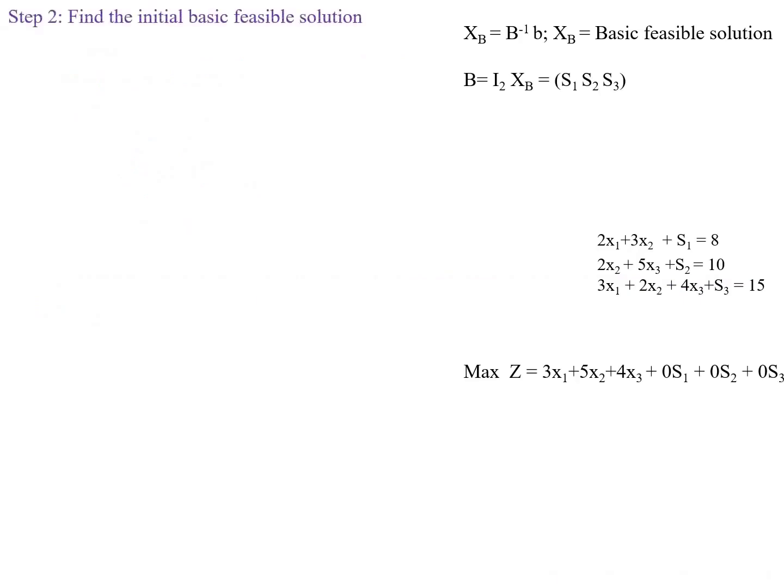Second step is to find the initial basic feasible solution. For this, we assume the decision variables x1, x2, x3 are all equal to 0. Then substitute these values into the constraint equations. Then we get the initial basic feasible solution: s1 equal to 8, s2 equal to 10 and s3 equal to 15.